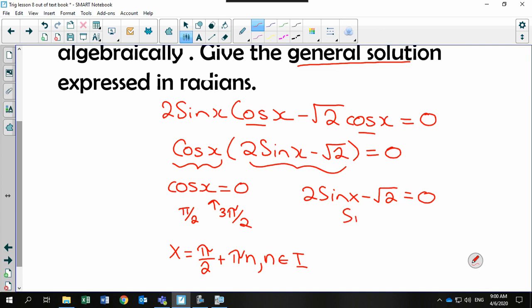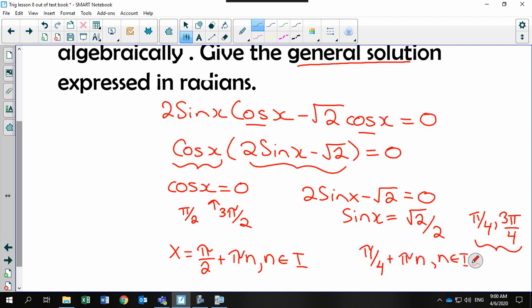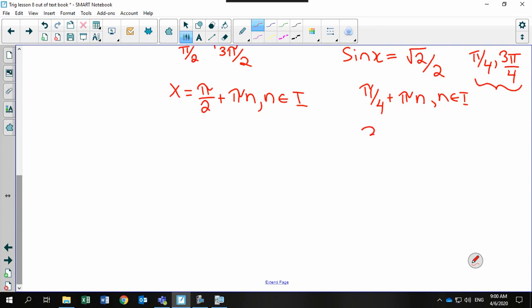Over here, we're going to make our sine x equal to root 2 over 2. We know that this happens at pi over 4 and 3 pi over 4. Now we're solving it in the domain 0 to 2 pi, and from there we're going to use these as our principal angles, or our principal solutions, and we say pi over 4 plus pi n when n is an integer, and we will also say 3 pi over 4 plus pi n when n is an integer. And we don't have to pull those together into one solution. We can just leave it as that. And those are our 3 solutions for this one.